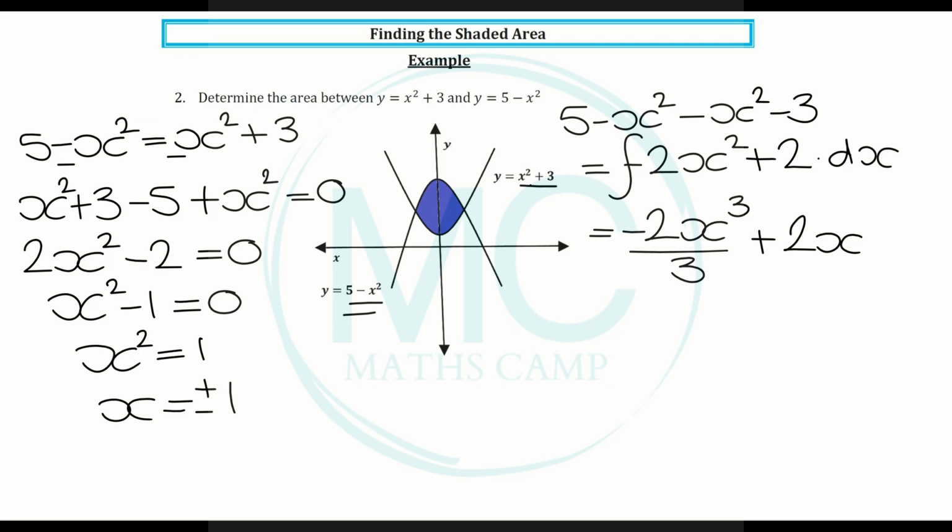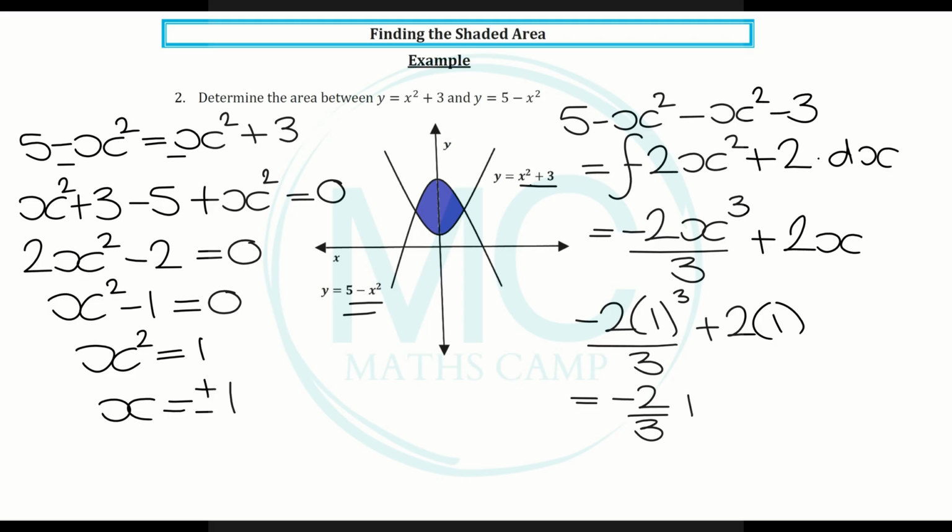So let's start with 1. I'm going to have -2 multiplied by 1 cubed over 3 plus 2 multiplied by 1. When you multiply any value by 1, it remains the same. So now we have -2 over 3 plus 2, which gives us 4 over 3.